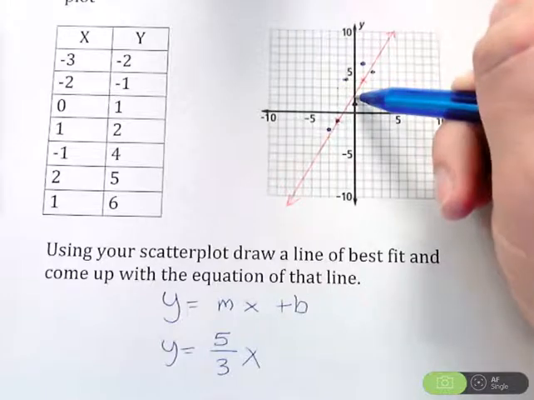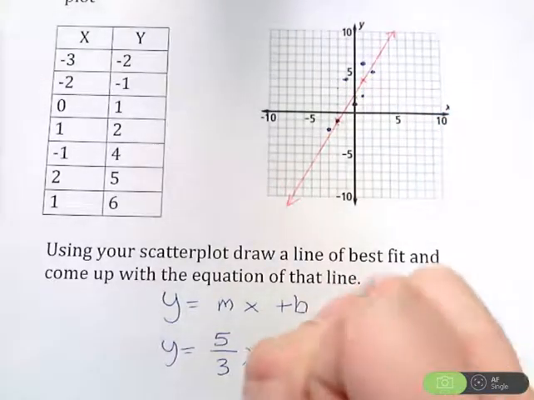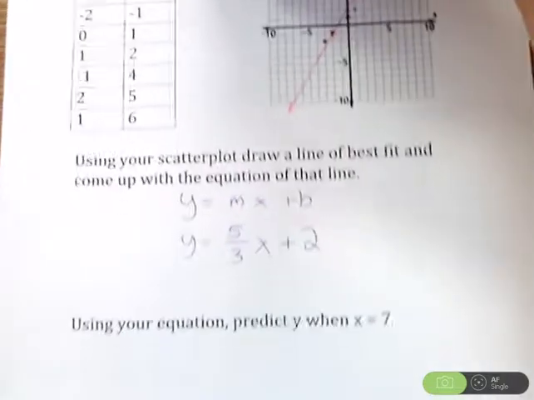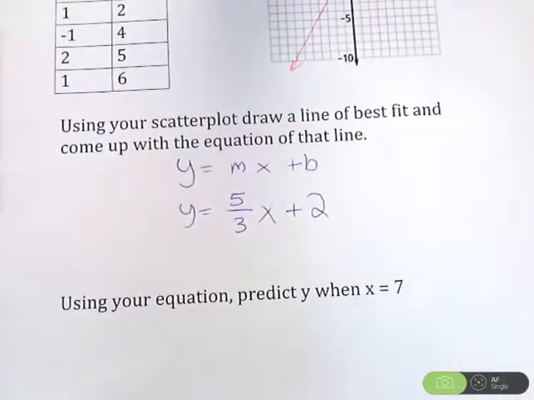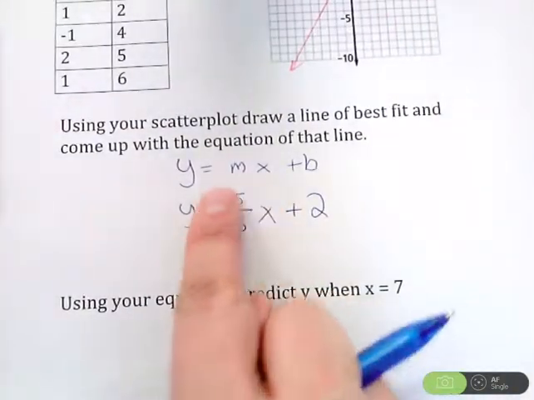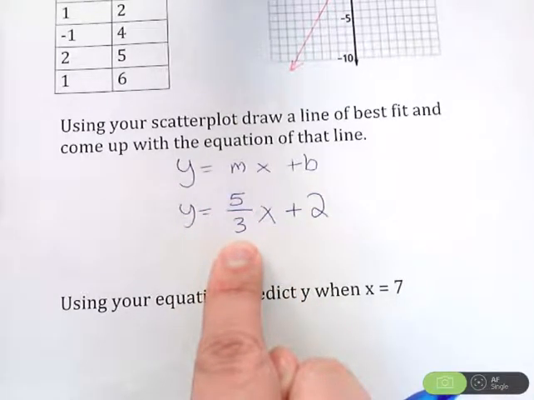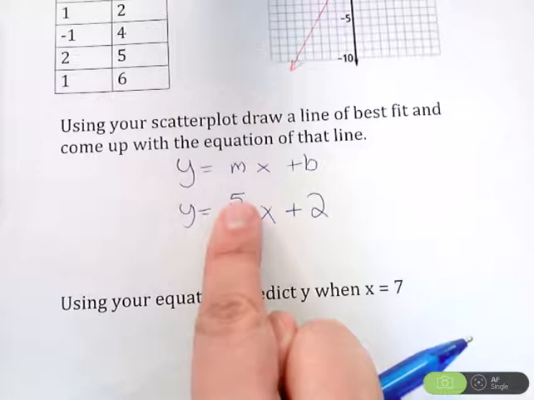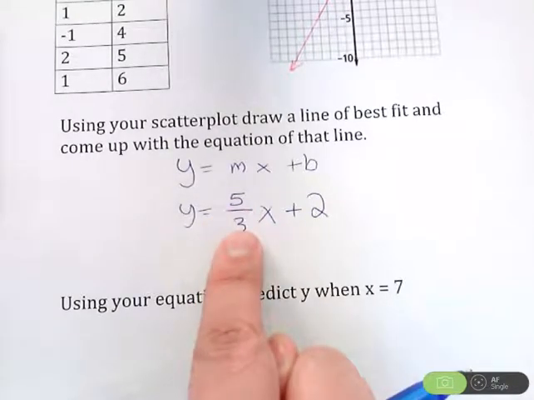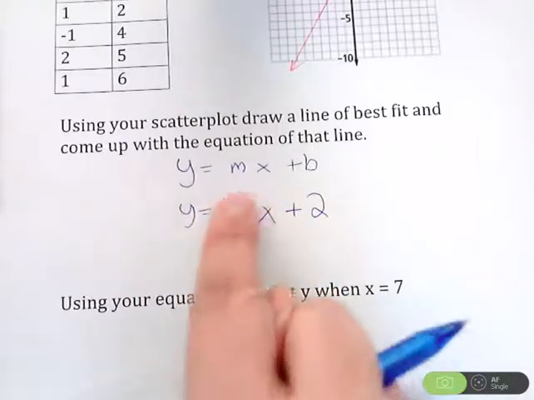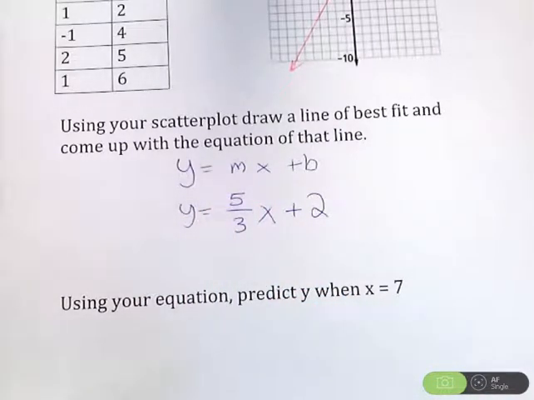It looks like we cross right at positive 2. So y equals 5 over 3x plus 2. One thing you want to be careful about is to make sure your fraction is reduced if possible. So I have 5 over 3. That's not going to reduce. If I would have had like 6 over 3, 6 divided by 3 is positive 2. So always look to see if you can simplify that fraction if possible.